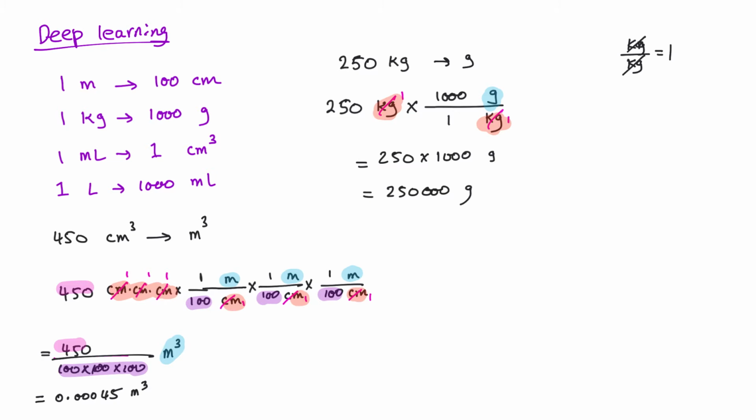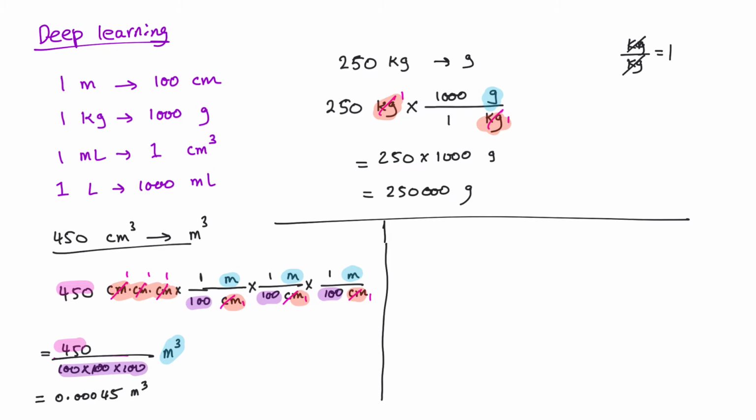Now, there's an alternative way of doing this as well, so I'm going to write it on the side here. It's exactly the same idea. You're still converting 450 centimeters cubed to meters cubed. So I'm going to write it as 450 centimeters cubed. This time I'm going to keep it as cubed, multiplied by, and I'm trying to get rid of the centimeter and convert it into meter. So I'll write it like this. And I know that 1 meter is equal to 100 centimeters. I'll write it like this.